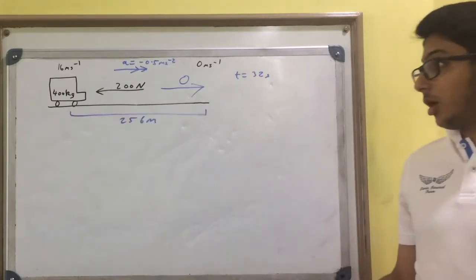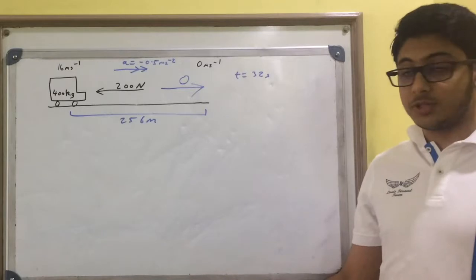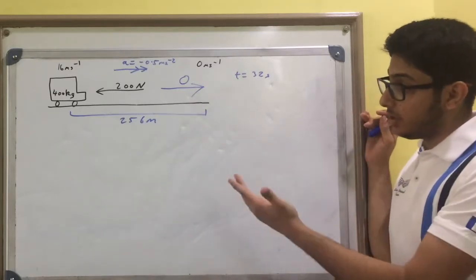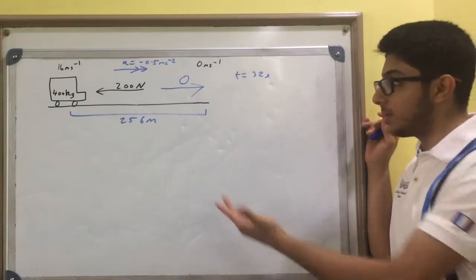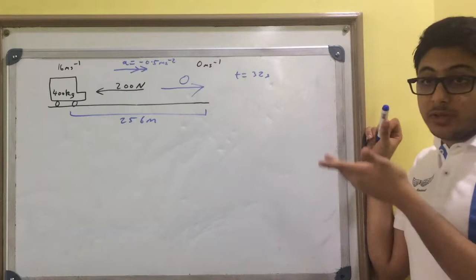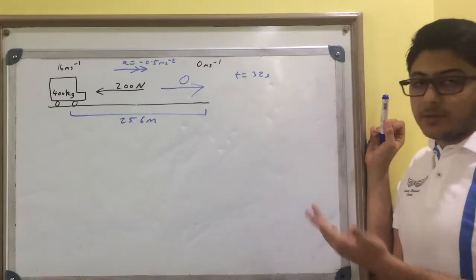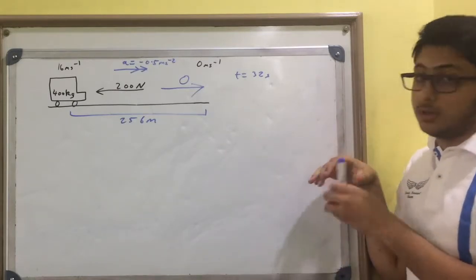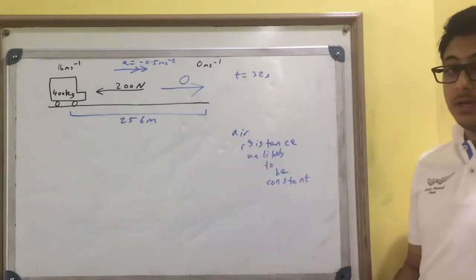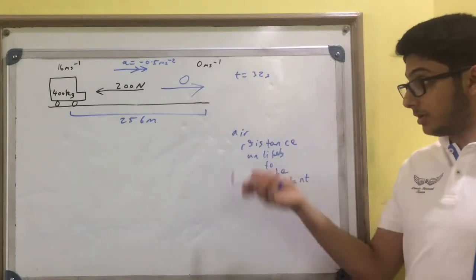Now they might ask you to comment on the suitability of a modeling assumption. Here we assumed that the van is subject to a constant resistance force of 200 newtons. If you're going to comment on the suitability of that assumption, well, air resistance, for example, is unlikely to be constant. That is a comment on the suitability of the modeling assumption.